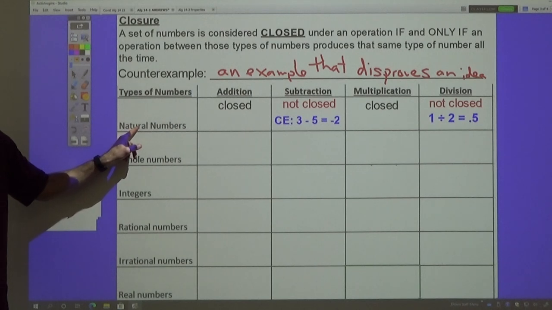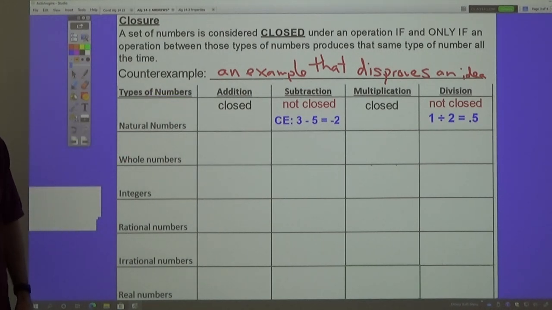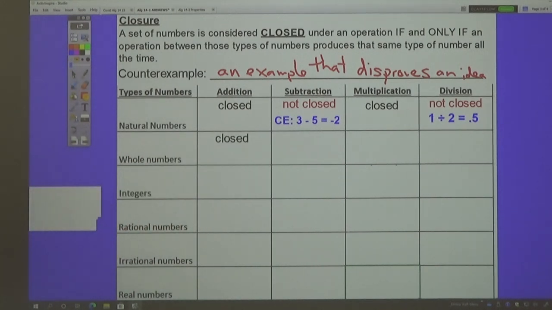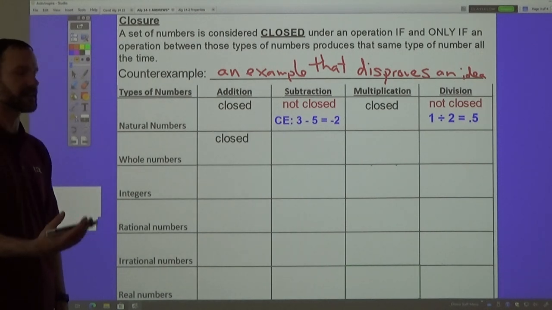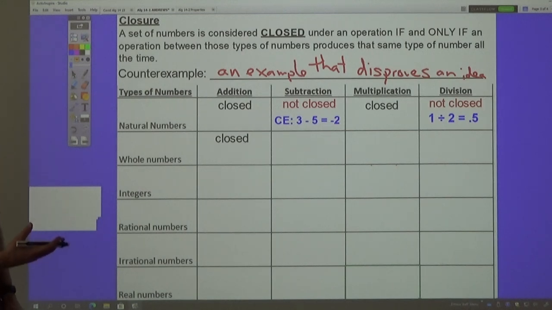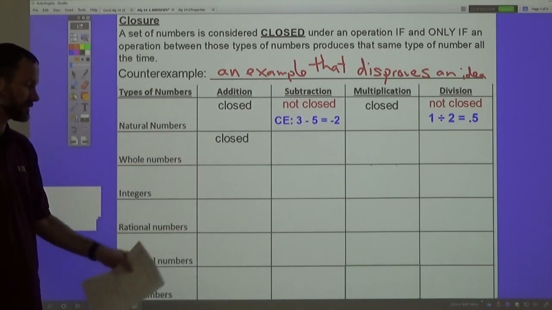0.5 is not a natural number, therefore this is not closed. Whole numbers, a whole number plus a whole number. So whole numbers are 0 through infinity. If I do 0 plus 1, it's going to give me 1. If I do 1 plus 5, it's going to give me 6. 7 plus 2, that's going to be closed.